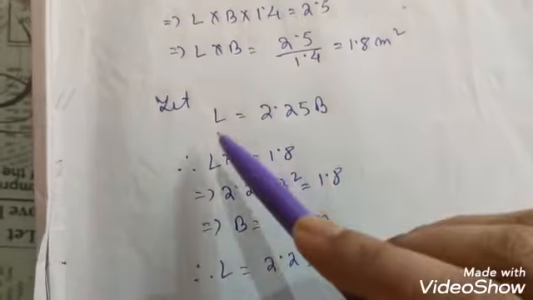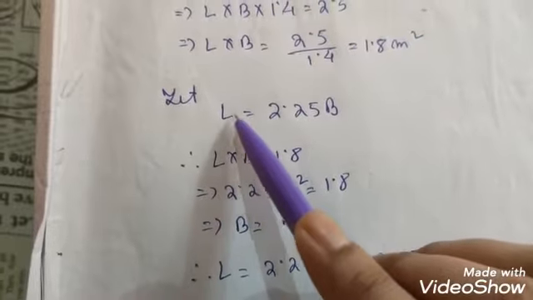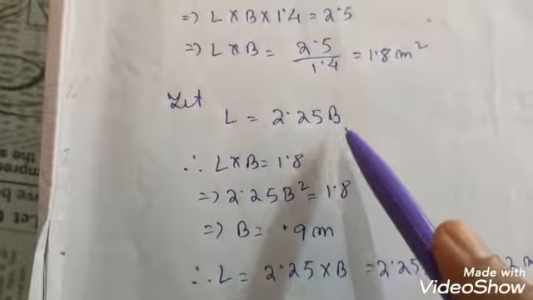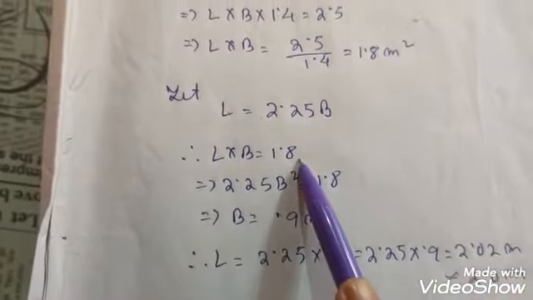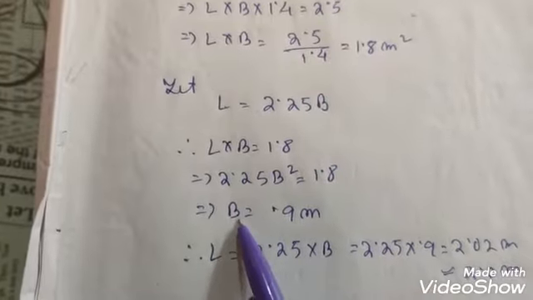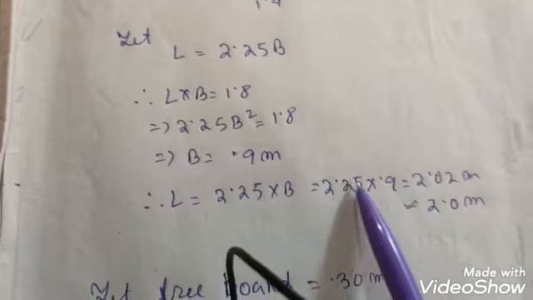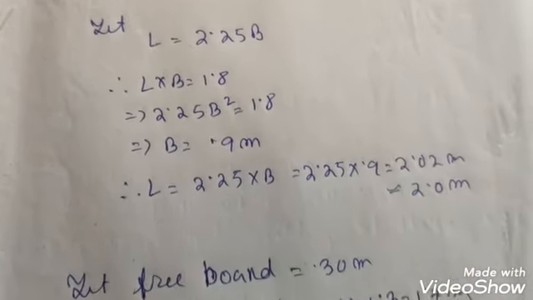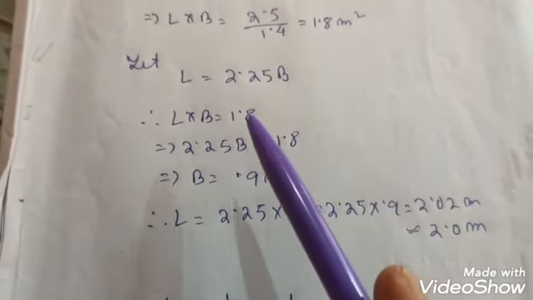Now the length will obviously be more than the breadth, so we are assuming length is equal to 2.225 times the breadth. Length into breadth is equal to 1.8, as we have already found out. So ultimately breadth is 0.9 meter, and length is 2.02 meter, which is almost 2 meters. So we have the height, the length and the breadth.